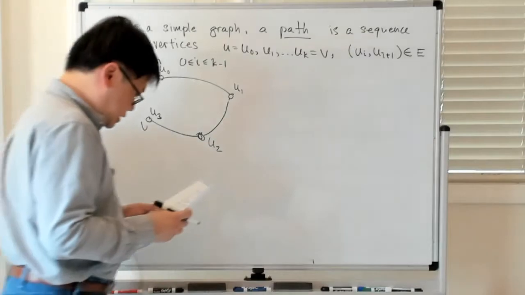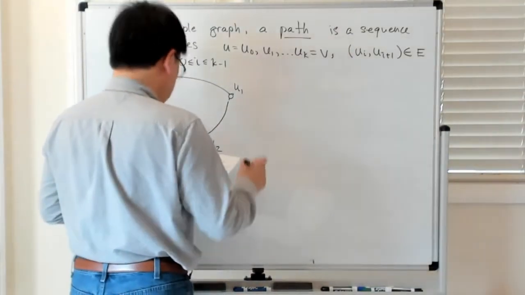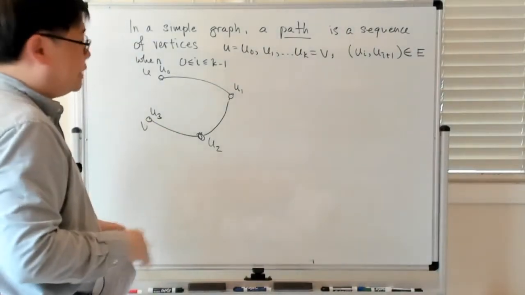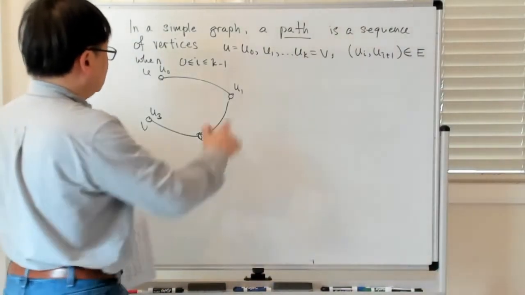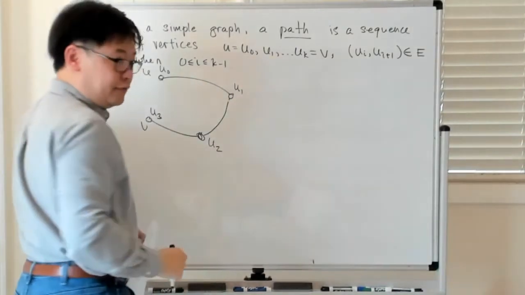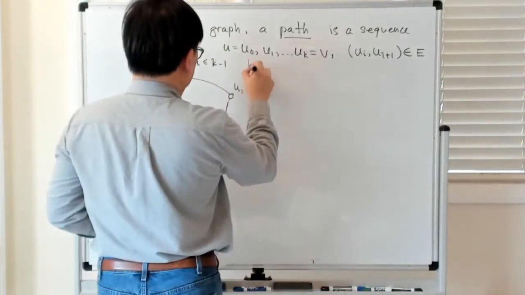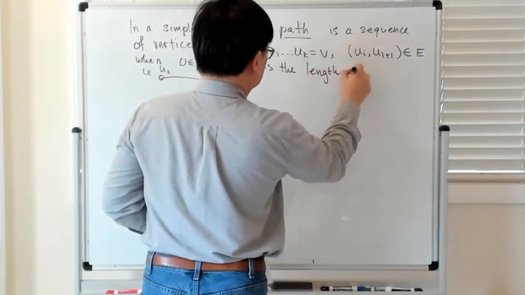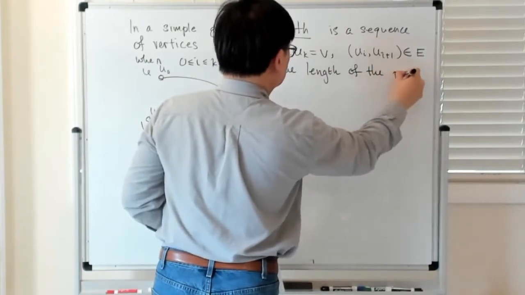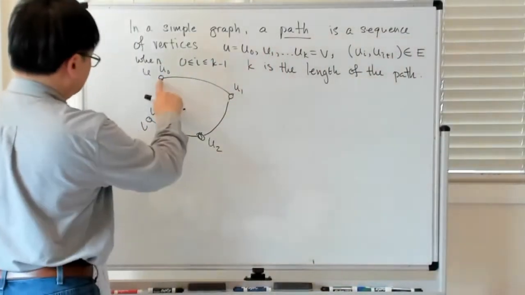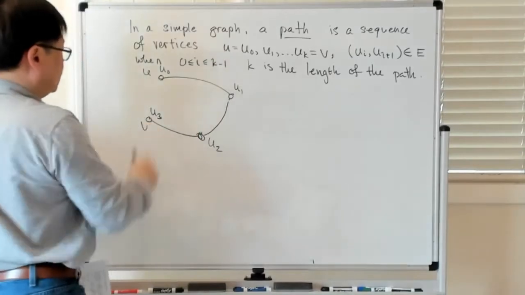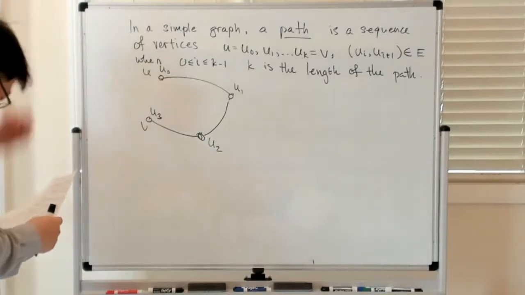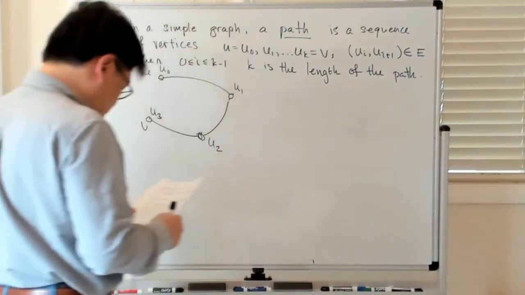The other thing we can say about paths is the length of a path. It's easy to convince yourself that the length of this path is k. So k is the length of the path. So 1, 2, 3, u0 to u3.